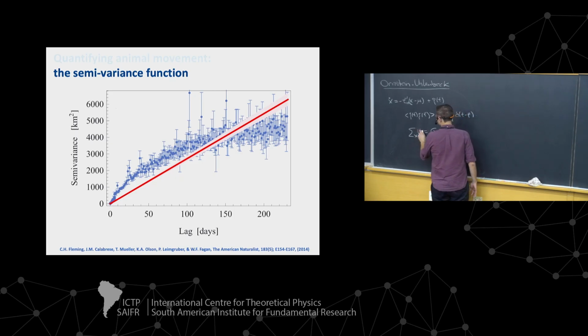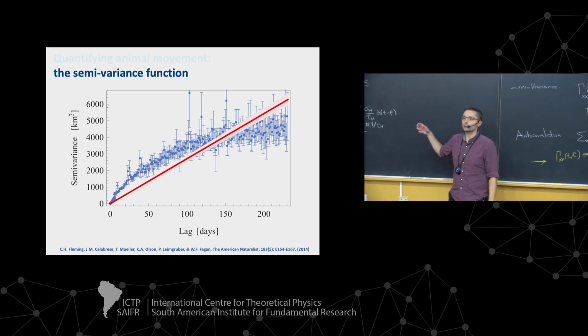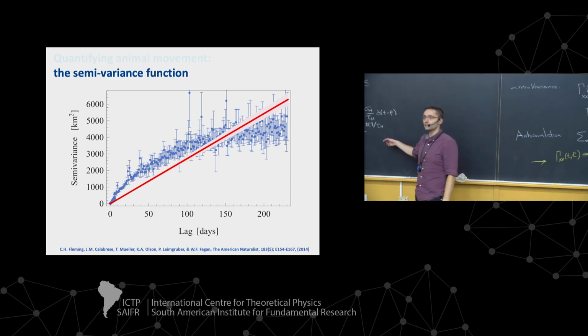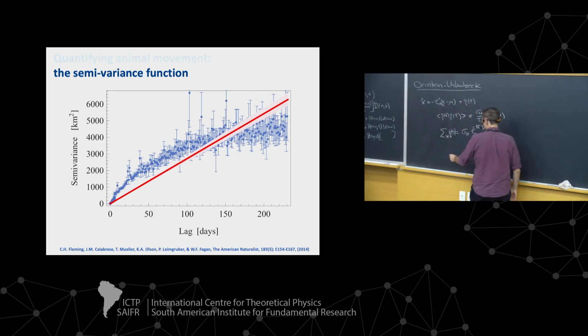Let me just, for clarity, use the lag here already. So the two-time correlation function of the Ornstein-Uhlenbeck process decays exponentially. This is the first important result. The positions of the animals now are correlated, and they are correlated because of this drift term here. And you can also compute the variance, the semi-variance function.